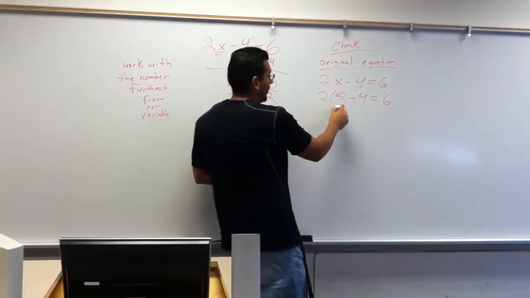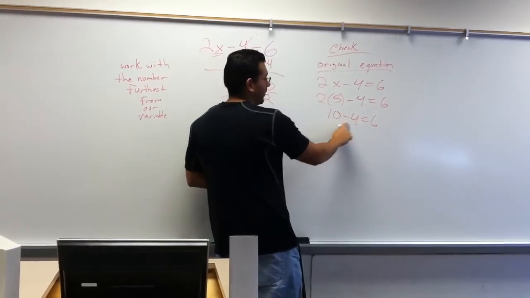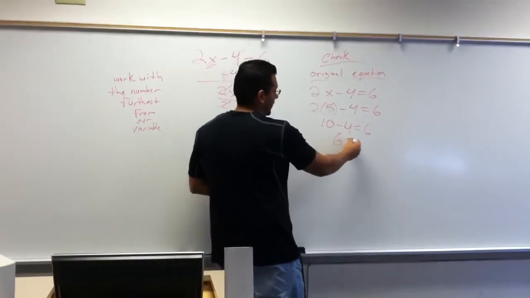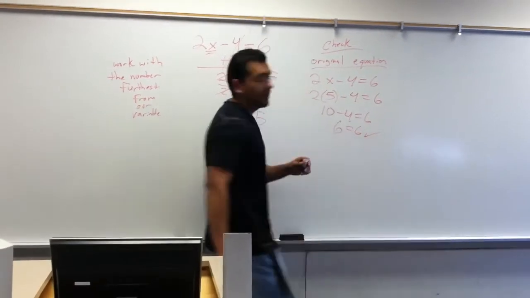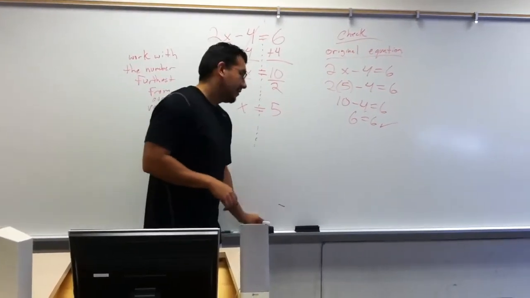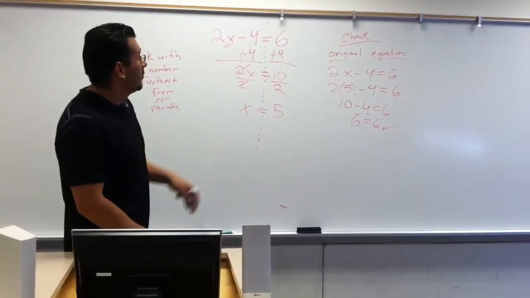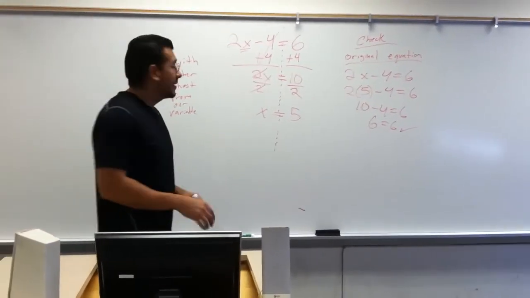So we'll plug in our 5 there. So we get 2 times 5, 10 minus 4 equals 6. So 10 minus 4, 6 equals 6. Came out true. So cool, that worked out. So there's our first example here. So let's move on and let's kick it up a notch.